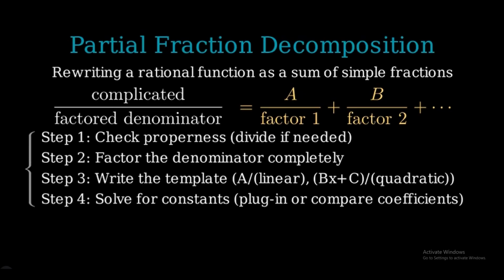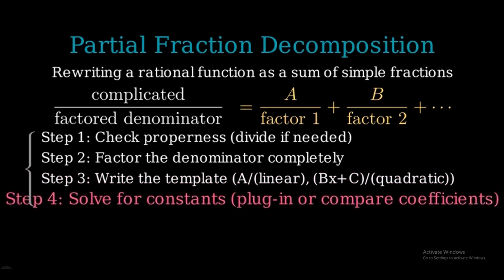Step 1, check for properness. If the degree of the numerator is greater than or equal to the degree of the denominator, divide first. Step 2, factor the denominator completely into linear factors and irreducible quadratic factors. Step 3, write the template. Use constants like A and B over linear factors, and use a linear numerator like Bx plus C over irreducible quadratics. Include repeated powers if needed.